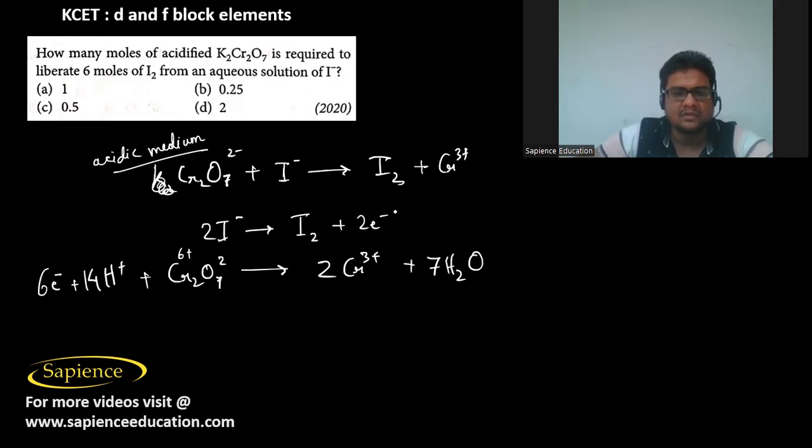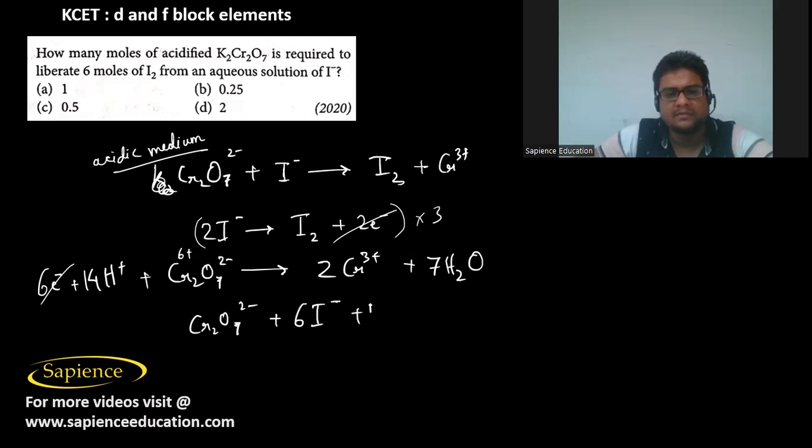Now I should multiply this oxidation half-reaction by 3 and then add them. Then the electrons will get cancelled, and we will have Cr2O7 2- plus 6I- plus 14H+ giving 2 Cr3+ plus 3I2 plus 7H2O.